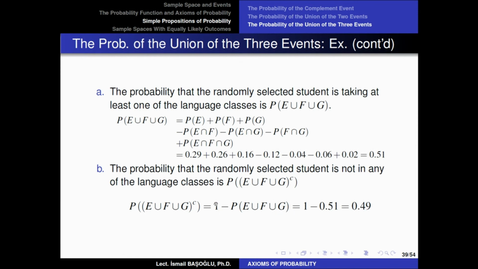So the probability that the student takes none of these classes is calculated by subtracting the event's probability from 1. Remember, the complement of the complement is equal to the set itself. So if you have the complement of the complement, you get the original set. So 1 minus the probability of the three-way union gives us the probability of the complement of the three-way union. And that is 1 minus 0.51, which is equal to 0.47.